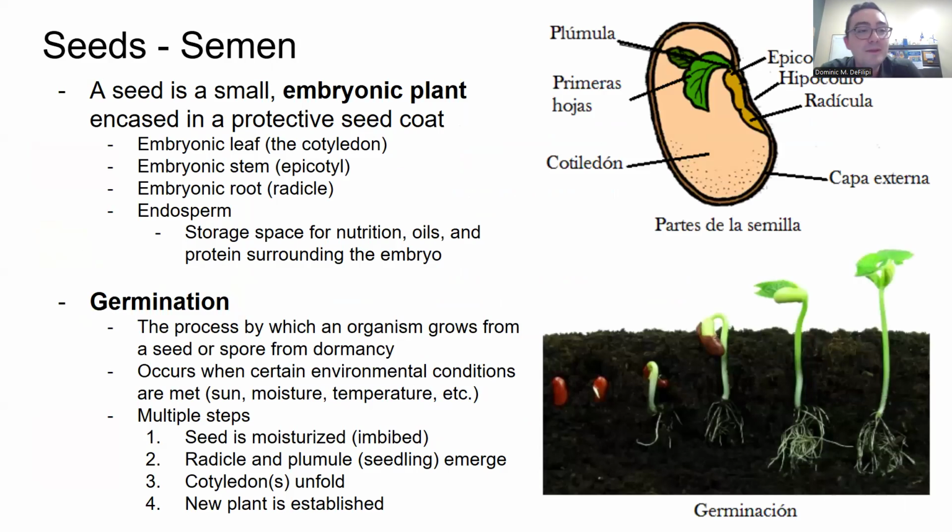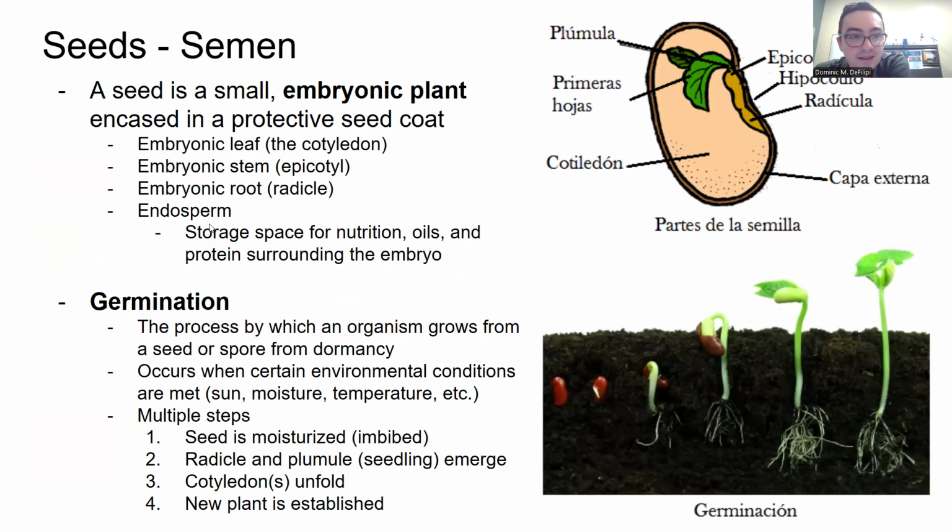Next, we have seeds, or semen. These are small embryonic plants encased in the protective seed coat. Now, you'll forgive me, the best diagram I could find was actually in Spanish. So I've translated here, but you can kind of see this is the best way of looking at it.